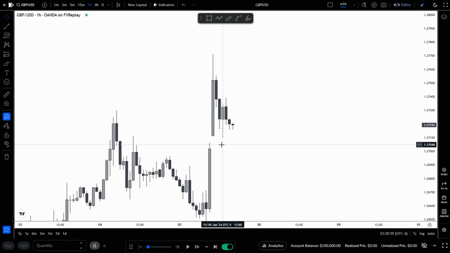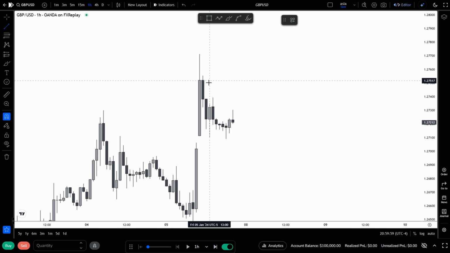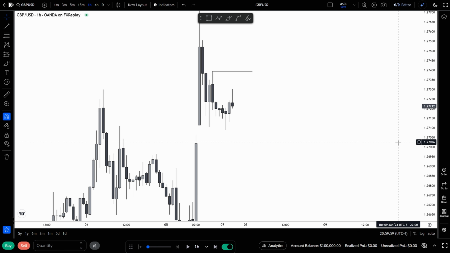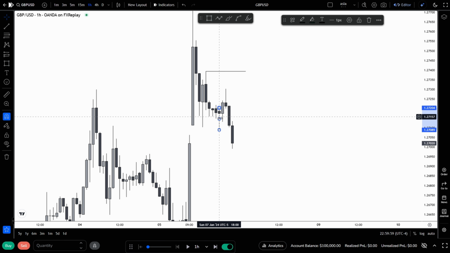In the case of a breaker block, we would typically need price to sweep this high here. That would give us a structure of high, low, higher high, and then lower low. But with a mitigation block, we don't necessarily need to sweep that high. Instead, all we need to see is a lower low forming. That gives us a structure of high, low, lower high, and lower low. And as you can see here, price does exactly that.